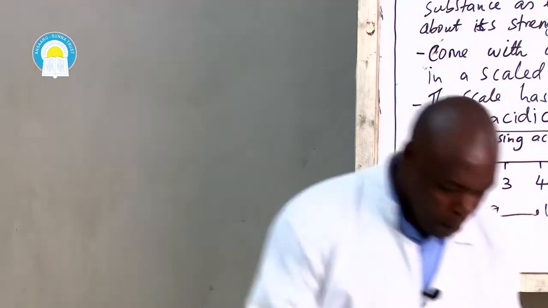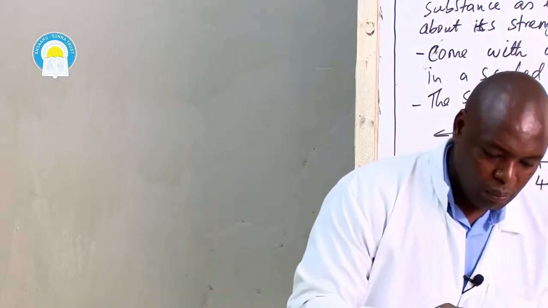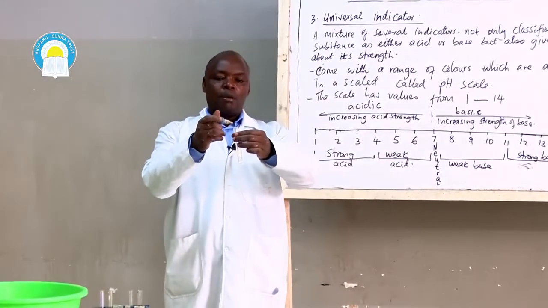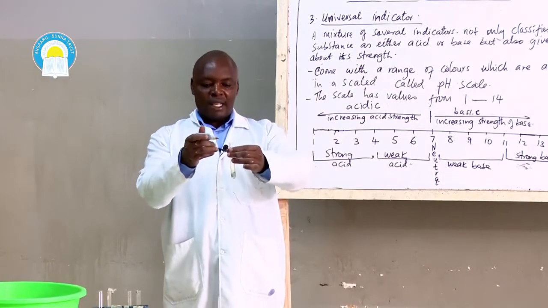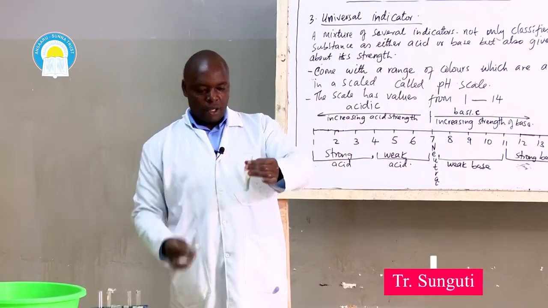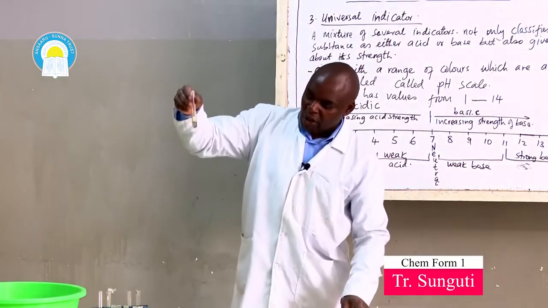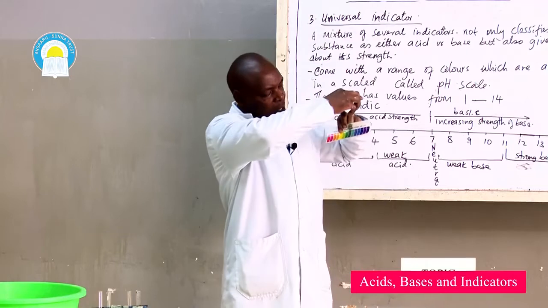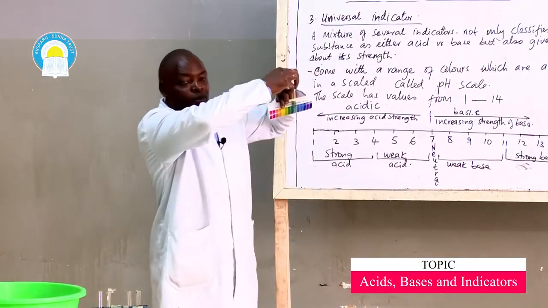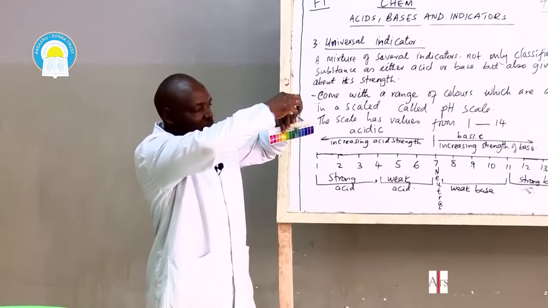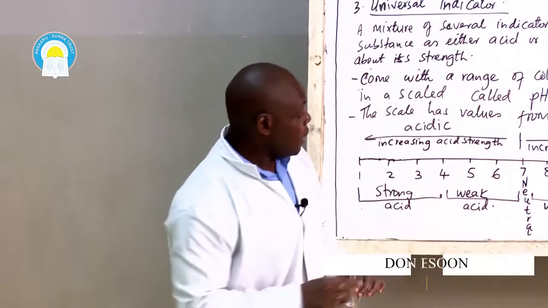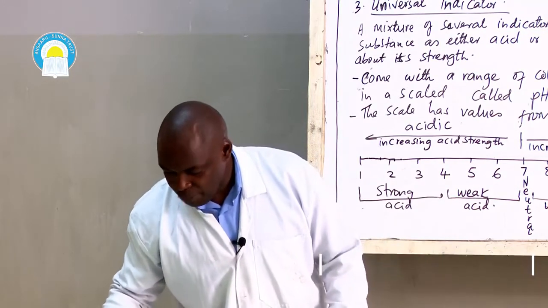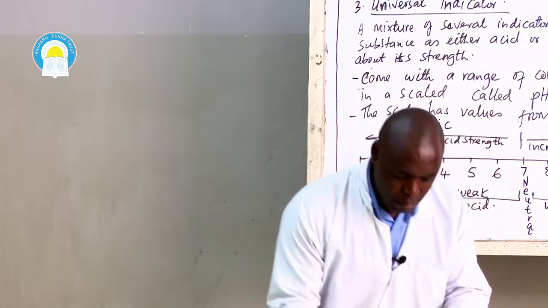Let's see ammonia solution. Put some universal indicator with that ammonia solution. You check the color of that ammonia solution against the universal indicator chart. You see that it is akin to the one of pH 9. pH 9 we have seen is a weak base. So ammonia solution is an example of a weak base.